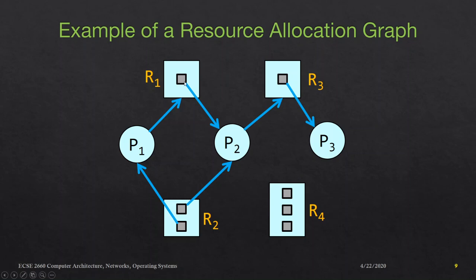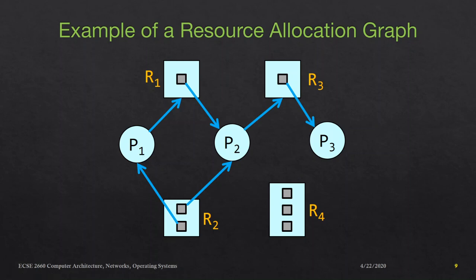However, R1 has only one instance of that particular resource type, which has already been assigned to process 2, P2. P2 is waiting for a resource type R3. There is one instance of resource type R3 which has already been assigned to P3. And similarly, you can see here for resource type 2, we have allocated both the instances, one to P2 and one to P1.